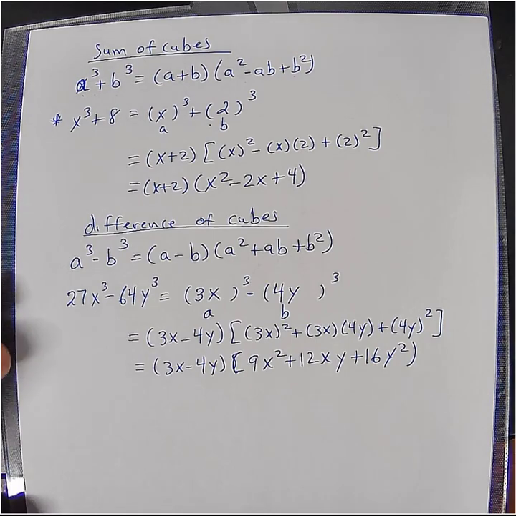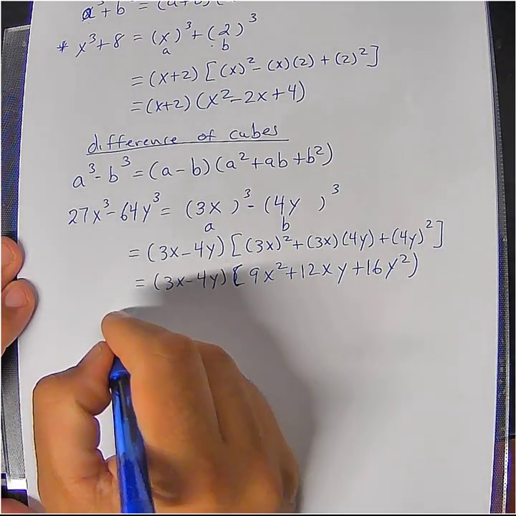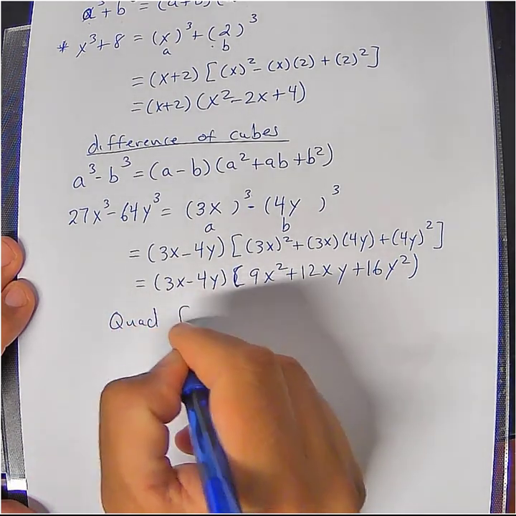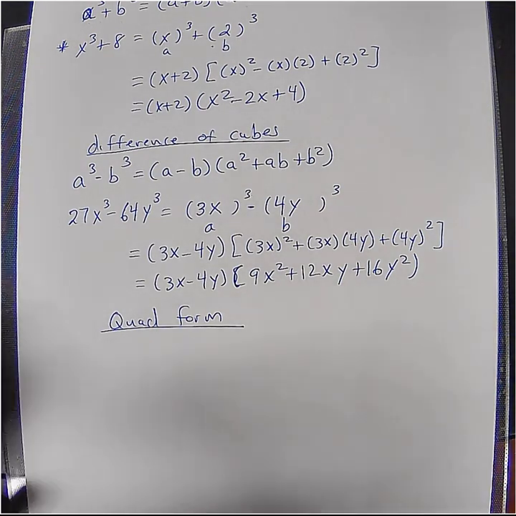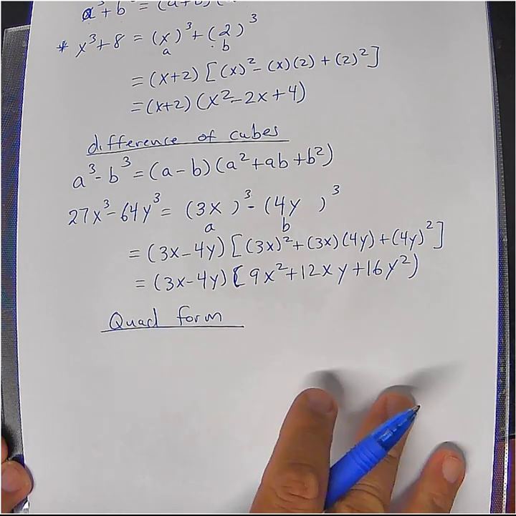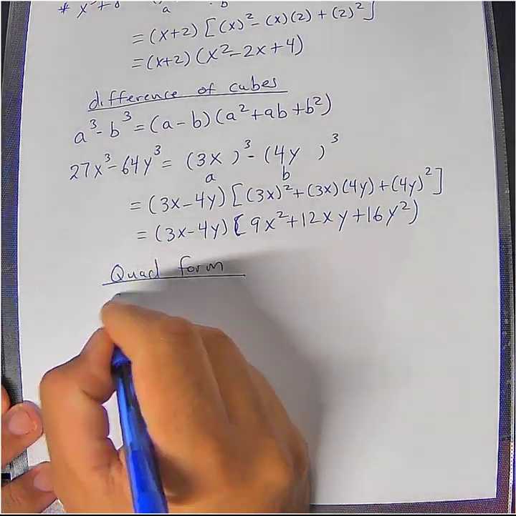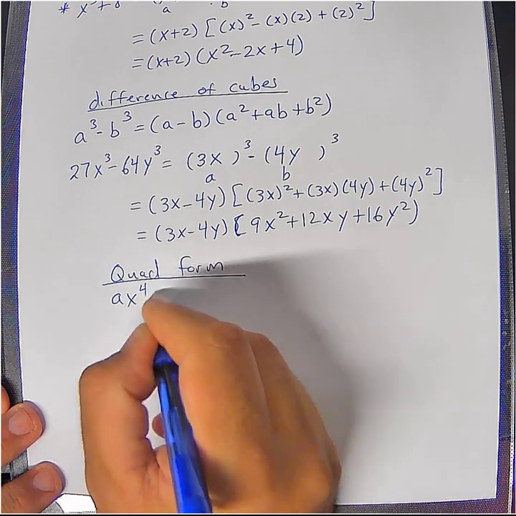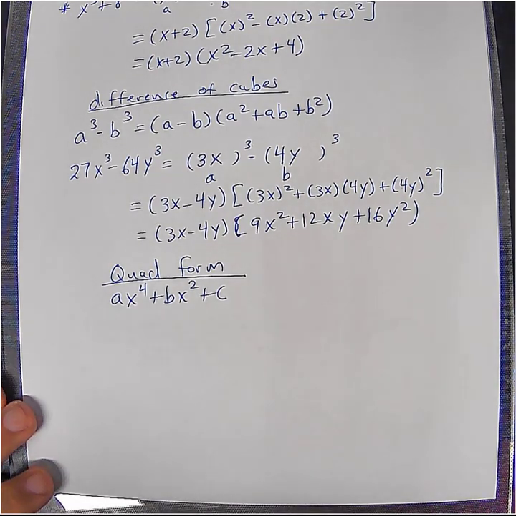And then finally, the last one is quad form. Quad form only works in one scenario, and that is if you have to the 4th power and then to the 2nd power. So let me make up an example.